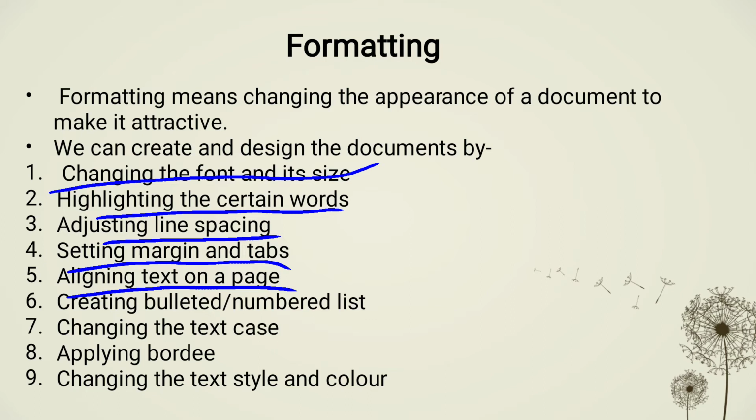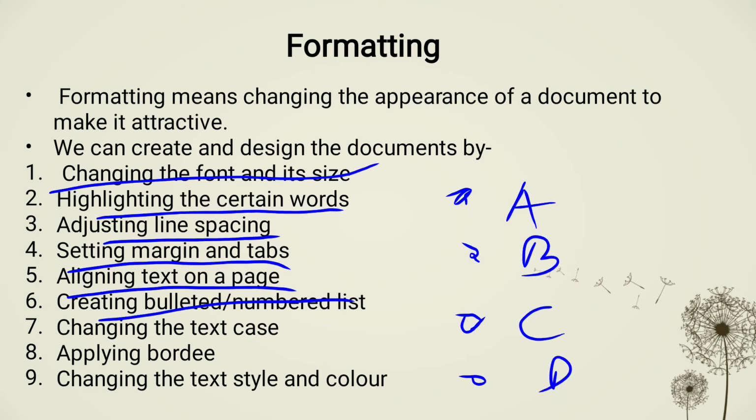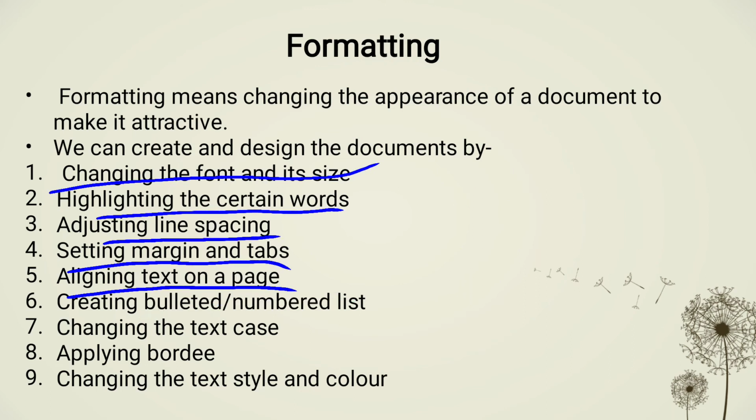Then the next one is creating or building a bullet or number list. Like this, we have bullet list points, we have different points, so that will be known as a bullet list. Suppose you are writing anything according to points. Now the number list will be like this: 1 2 3 4 5 6.